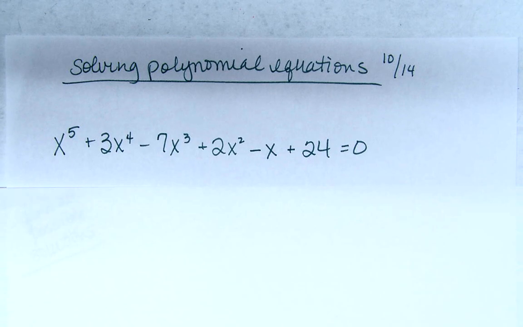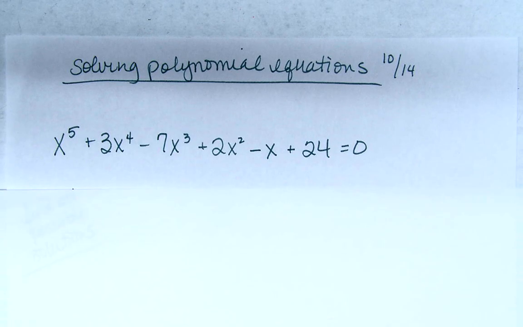Factor by grouping. Factor by grouping we can only do if there's four terms. Greatest common factor. Is there a greatest common factor? No. So none of the shortcuts I taught you last week will work for this. Okay? So what do we do now? That's what we have to figure out. We'll address that in just a second.